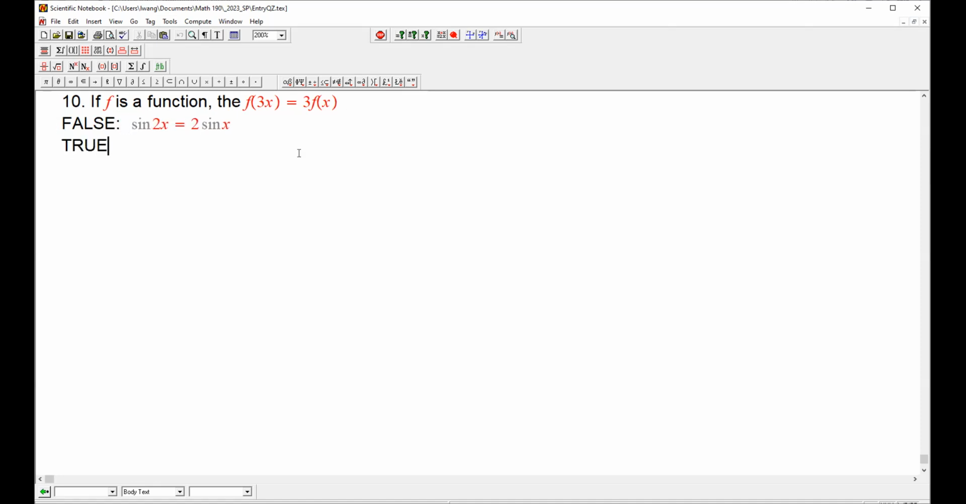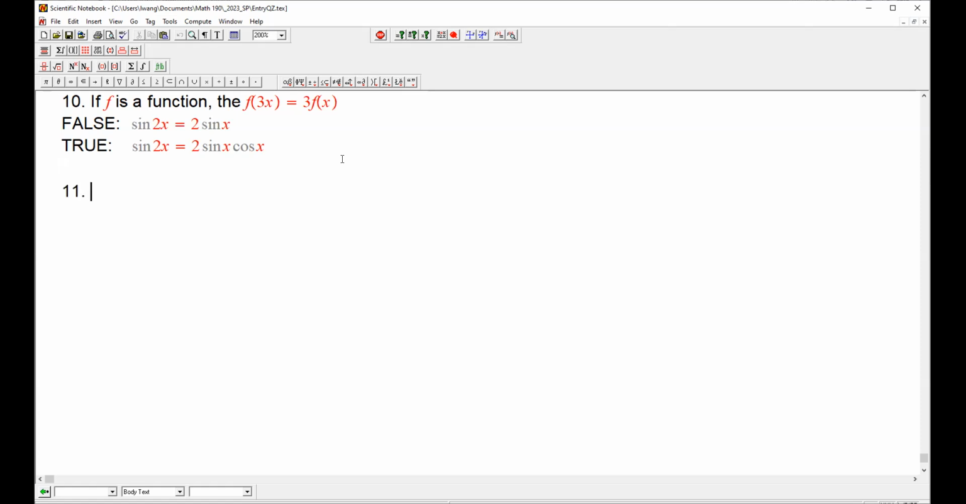What is true about sine double angle? It equals 2 times sine x multiplied by cosine x. That is true, okay? So don't forget to review your trigonometry because we're going to soon use trig functions. All right, so this is false. This mistake is made very often. It's just one of those very common mistakes.